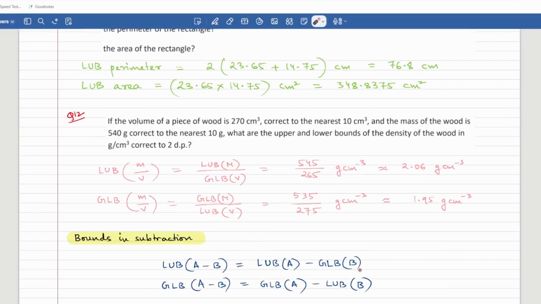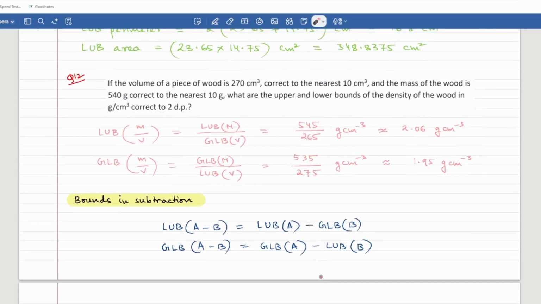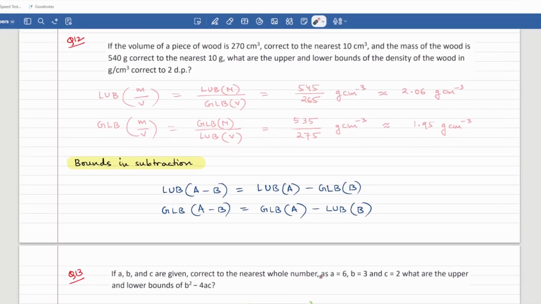Subtraction will follow almost the same principle as division. The least upper bound of A minus B will be the least upper bound of A minus the greatest lower bound of B. Again, you are supposed to maximize this and minimize that. So it's basically the same as division. Instead of the division sign, we put the minus sign. So this is a problem that combines all of these formulae.